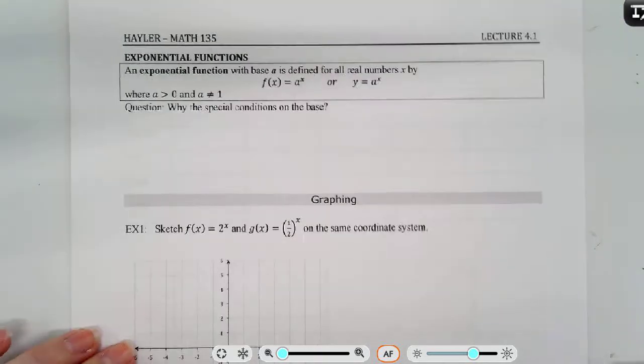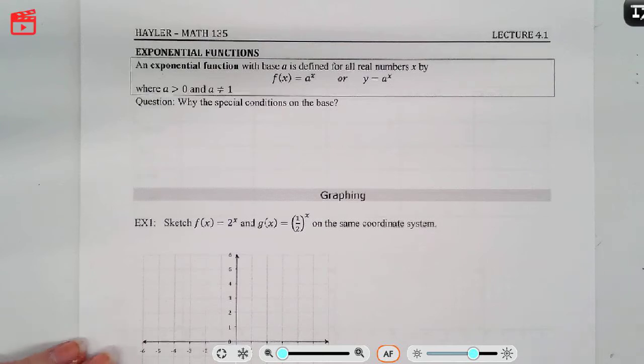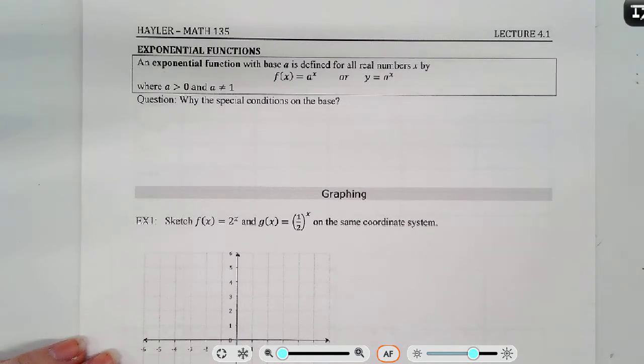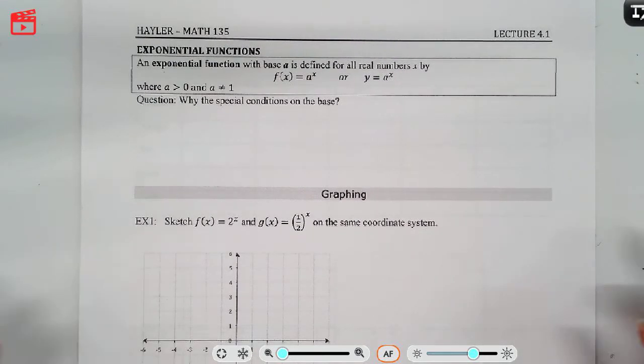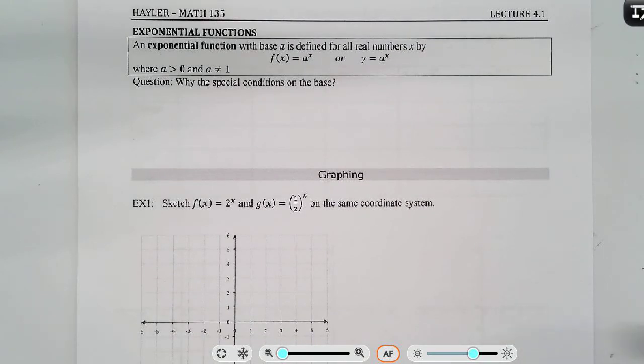All right, here we are with 4.1. We're in chapter 4. Awesomeness. All right, so we're looking at exponential functions. We've probably seen exponential functions before. We're just going to take a closer look at them along with some transformations.